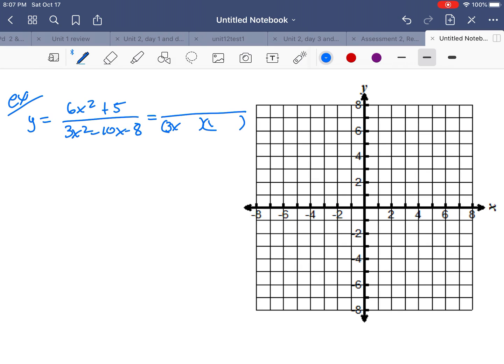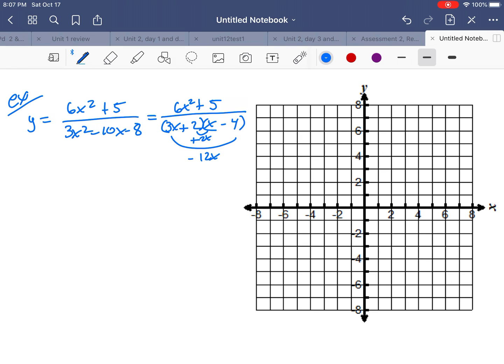So 3x and x, what multiplies to 8? I think we'll try 4 and 2. If I put a 4 here and a 2 there, I get 12x and 2x, which I can make a negative 10 if this is negative 12 plus 2. So make that negative and make that positive, and it works out to negative 8 again. The numerator does not factor. 6x squared plus 5 doesn't factor, so we're all set.